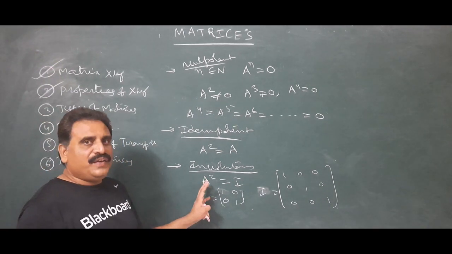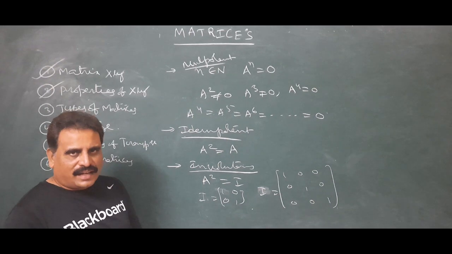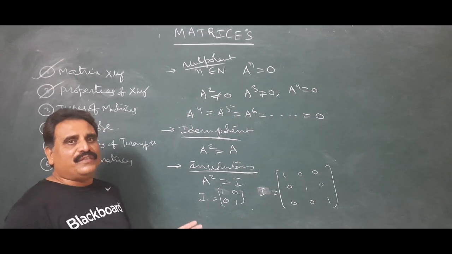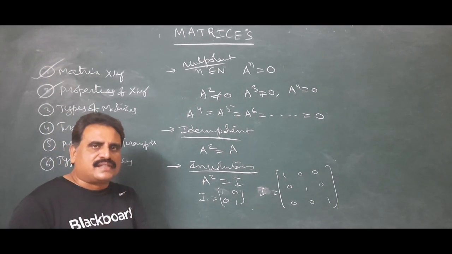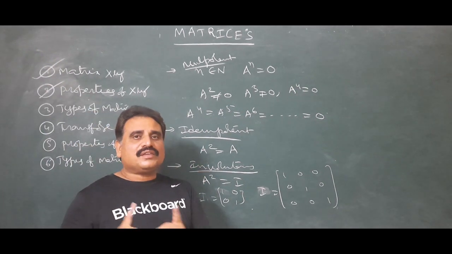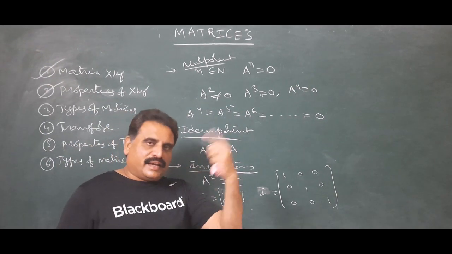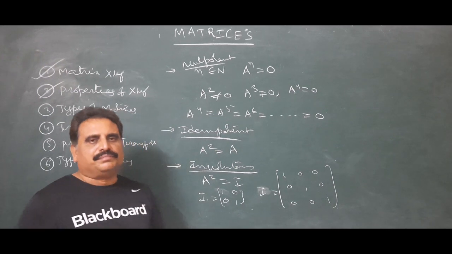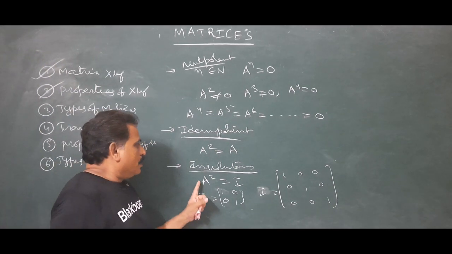That means a self-inverse matrix. There is another word, that is self-inverse matrix. That means A inverse equals A. The inverse of a matrix we will learn in the next part. That takes some time. Okay. Next one.